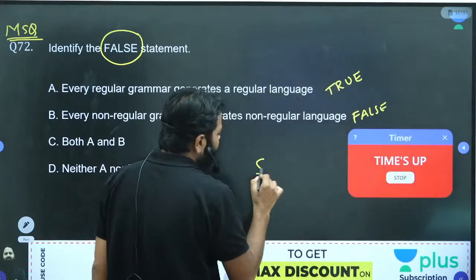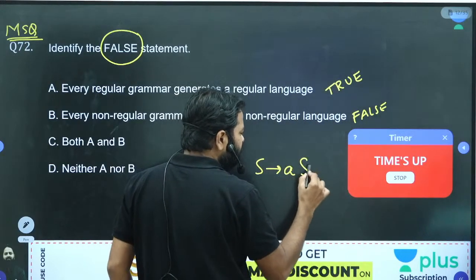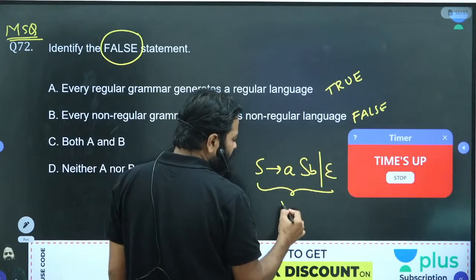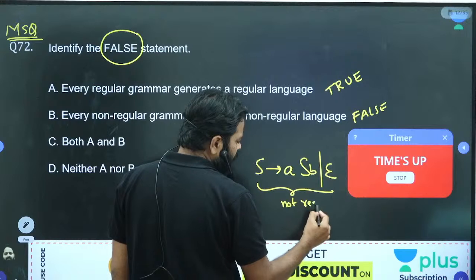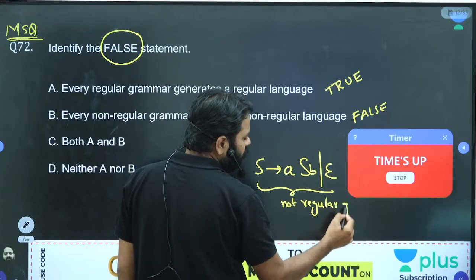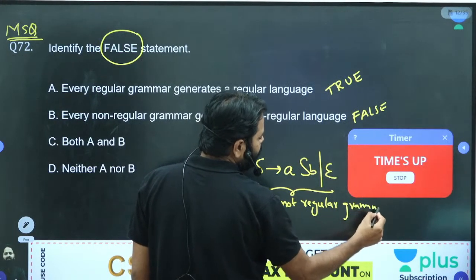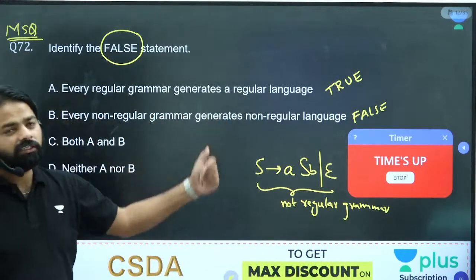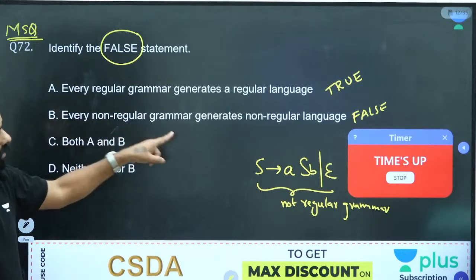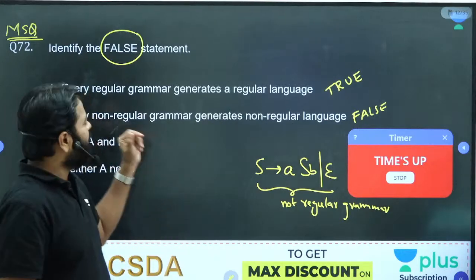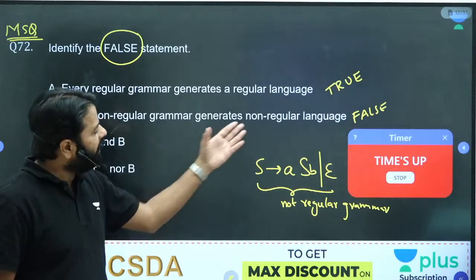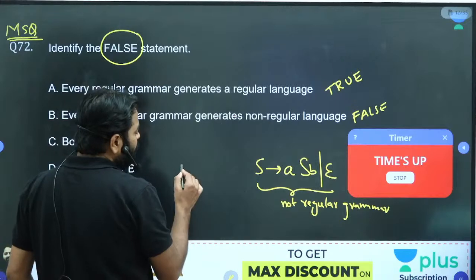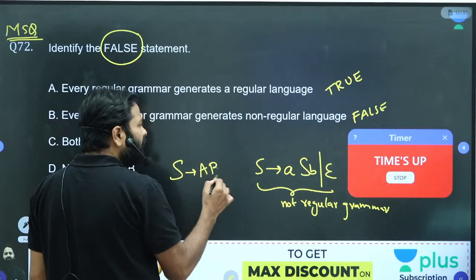Example, S derives ASB or epsilon. Is this a regular grammar? No. It's a non-regular grammar. Is it generating a regular language? No. That means the statement is false, right? For a non-regular grammar, you cannot guarantee that it generates a non-regular language. Even for a non-regular grammar, you cannot guarantee a non-regular language, and you cannot guarantee a regular language. This one generates a non-regular language.